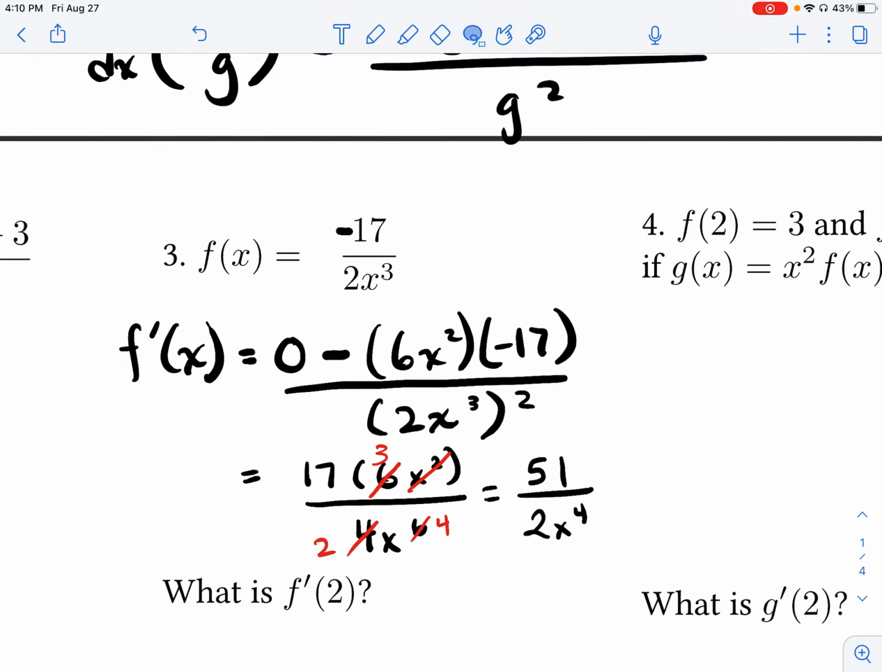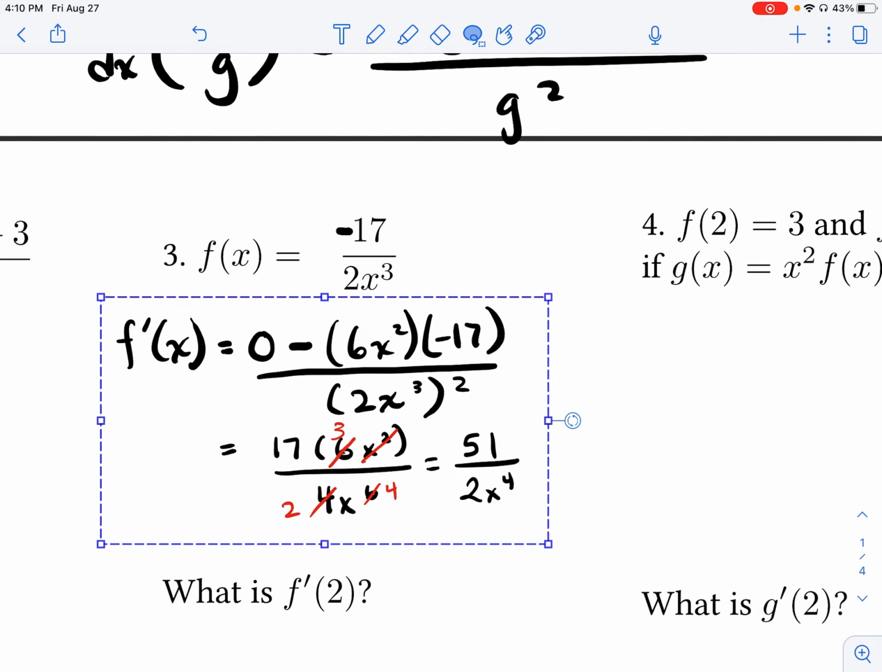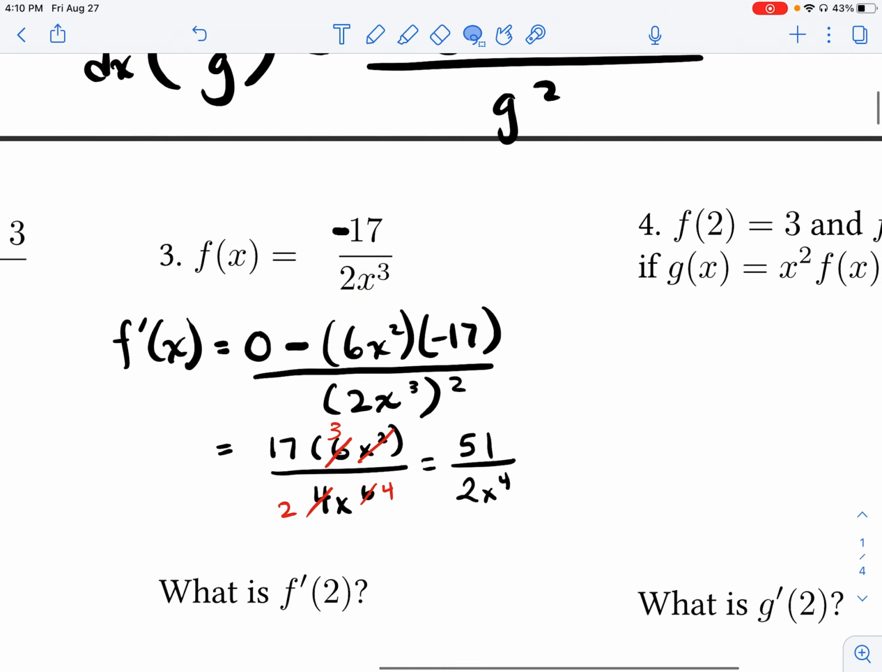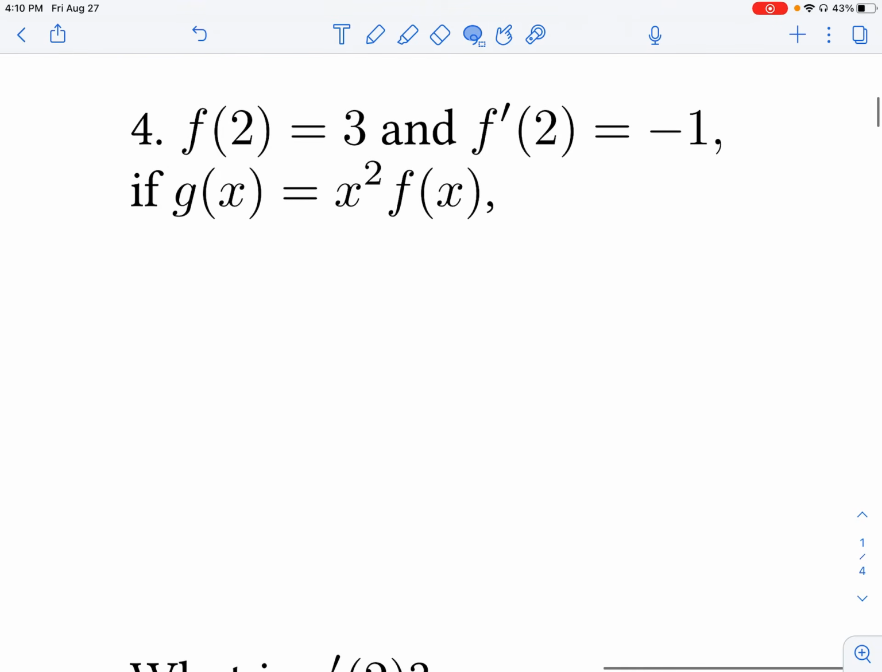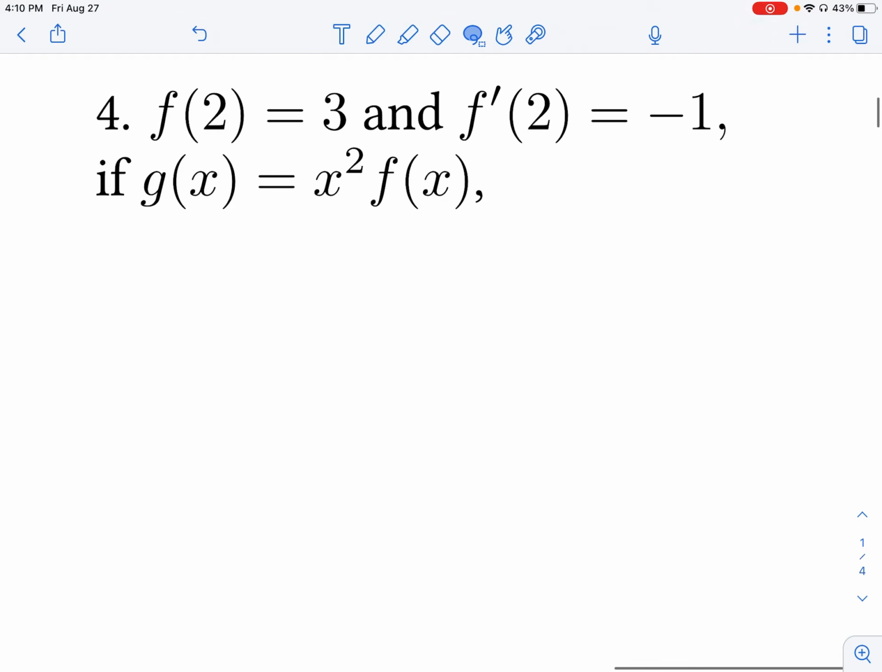Okay? Let me try another one here before we finish. Let's try something like number 4. This is often a type of problem that you would see in a College Board or AP exam question. So let's try something like this. If we're asked to find the derivative of g of x, let's find the derivative of g of x. Now, we're told that g of x is x squared times f of x. So let's set that up first.